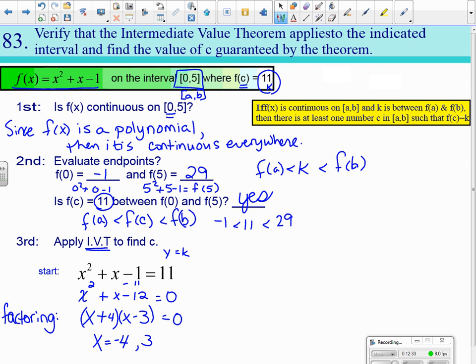Are they both good solutions? Well, for my particular problem, I'm looking for something on the interval between 0 and 5. So I'm going to rule out the -4 and keep the 3. So when c equals 3, it's going to satisfy the intermediate value theorem and get a k value of 11.